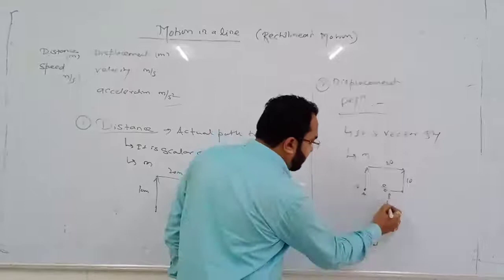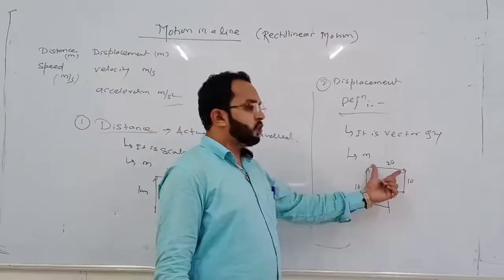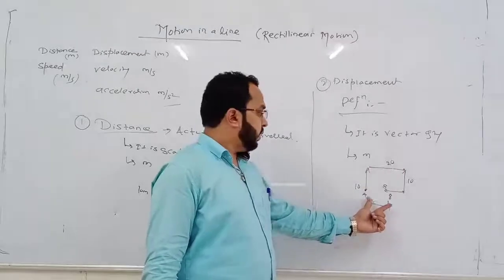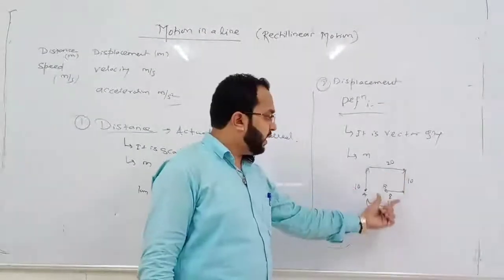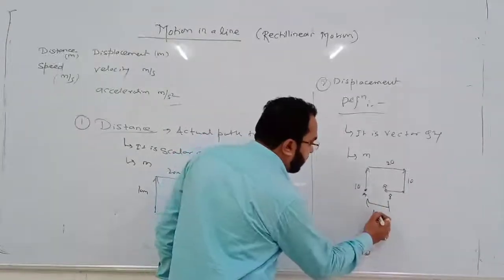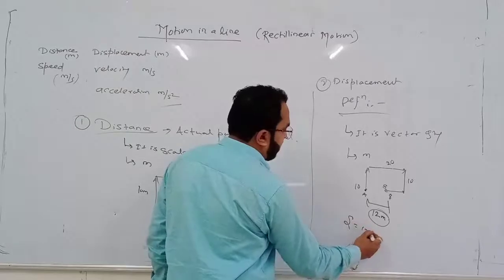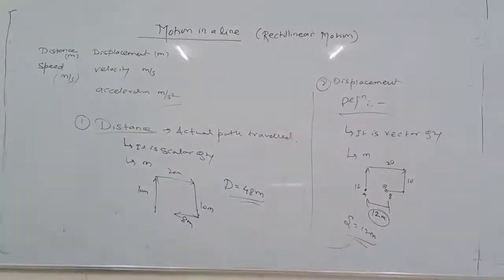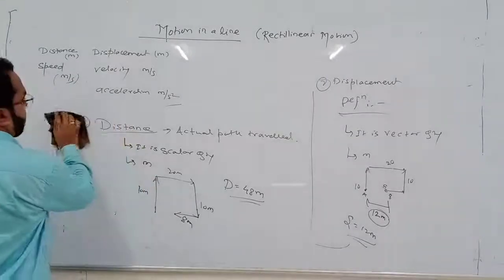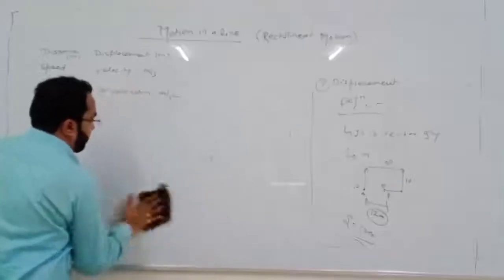This is the initial position A, this is the final position B. What is the difference between A and B? Tell me. This is 20. Out of the 20, this distance is 8. So 20 minus 8, the remaining will be 12 meter. So here the displacement will be 12 meter. Okay. So this is about distance and displacement.